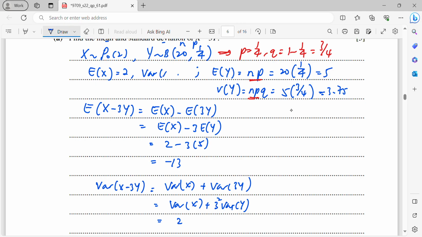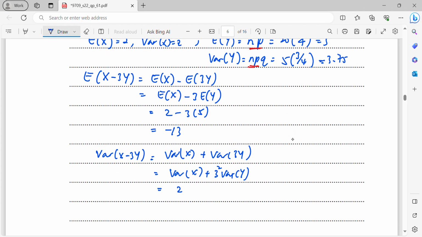Here I will write variance of x is 2. Then this is variance, VAR. Okay, now here is going to be plus 9 times variance of y, and I get 3.75.